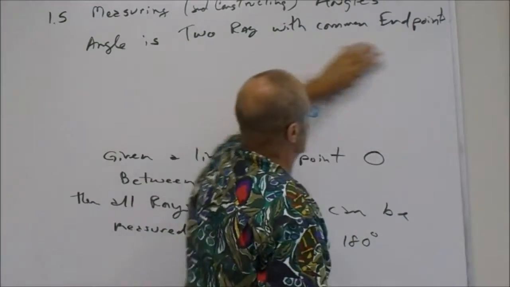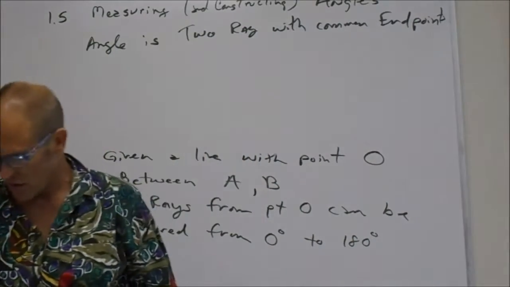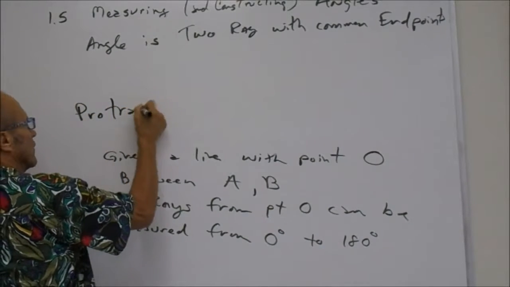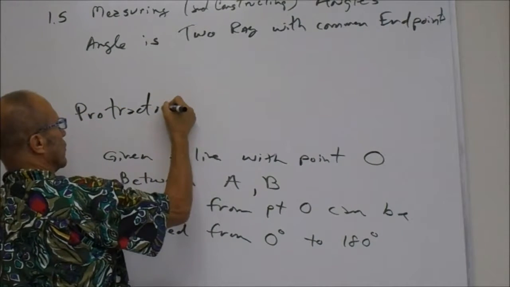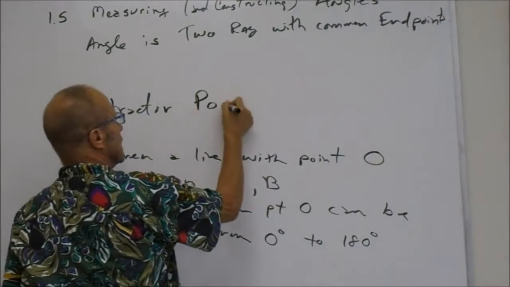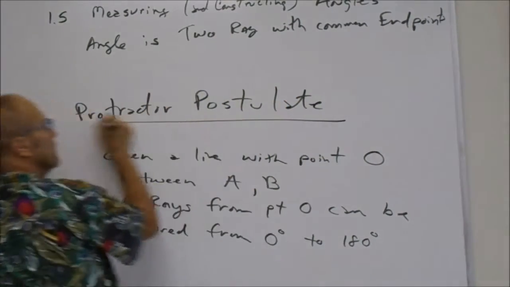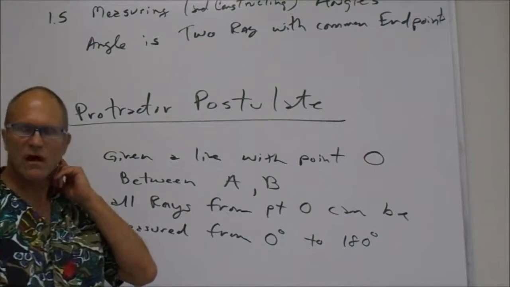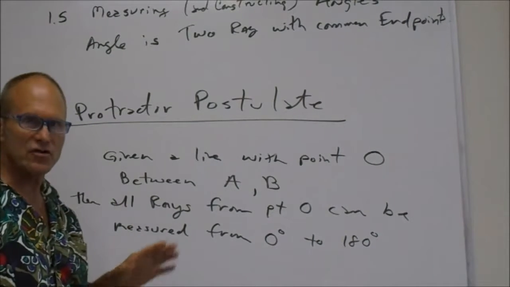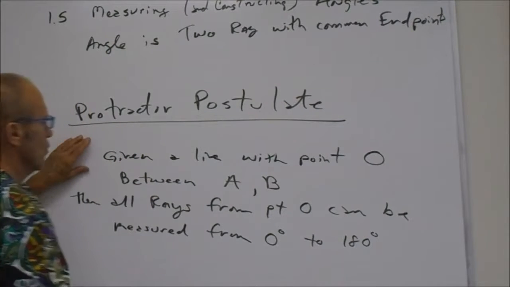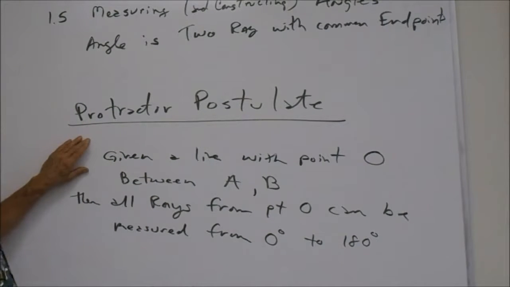The first postulate in this section is called the protractor postulate. The protractor postulate is kind of a building block for how to name angles in terms of their measurements. Just like we measured a segment and divided it with the ruler postulate, we're going to do the same thing for measuring angles.